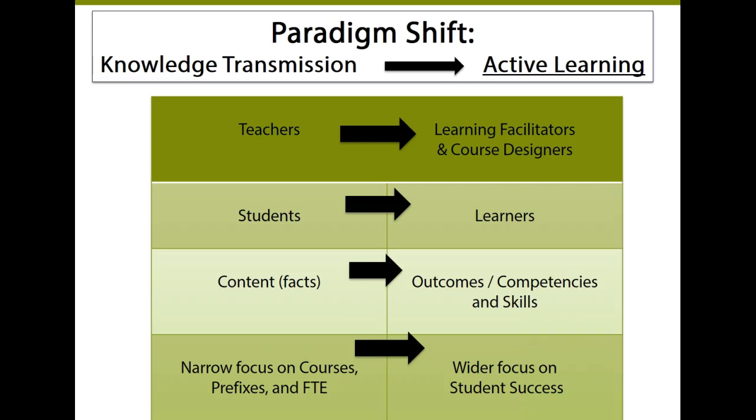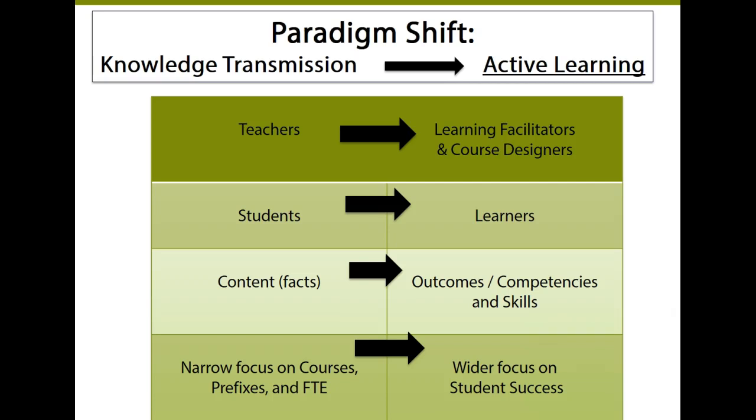And so I think we are still in the knowledge transmission paradigm. We've been there for 500 years. It's the way teaching and learning has typically worked for a long time, at least in academia. We've got teachers, we've got students, we focus on content and facts in general. And most of us have a fairly narrow focus on our own courses, on the prefixes that we teach in, on our departments, the FTE, and the students that are in our courses. And there's much more to this paradigm, but active learning is asking us to shift all of this stuff in a wholesale, significant way to a new way of thinking.